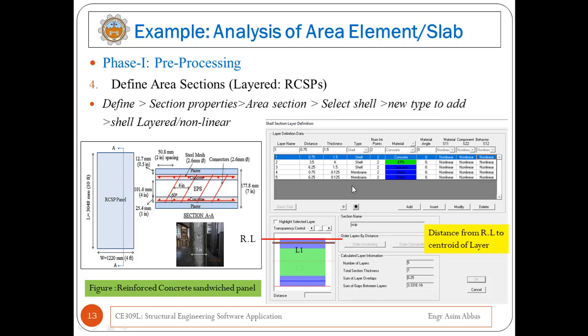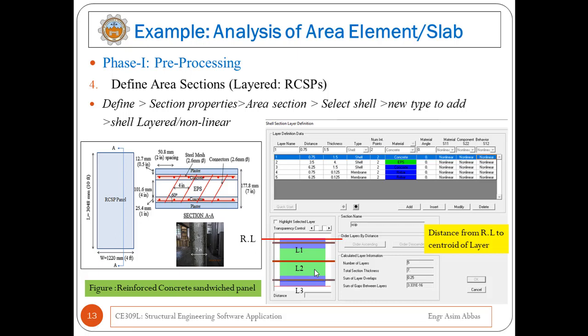Similarly, the second layer is expanded polystyrene foam, EPS, and the distance from the RL, that is the reference line, to the centroid of this section is 3.5, because this is the centroid of the overall section, and the thickness of this particular layer is 4 inches.